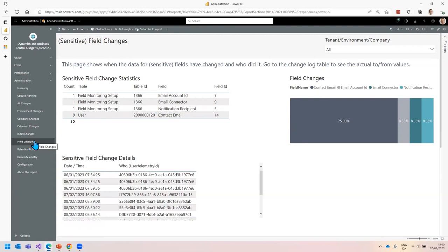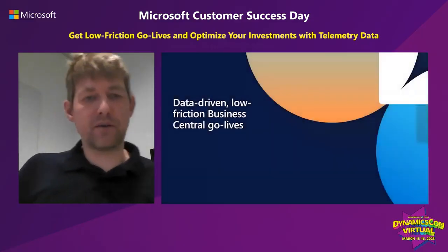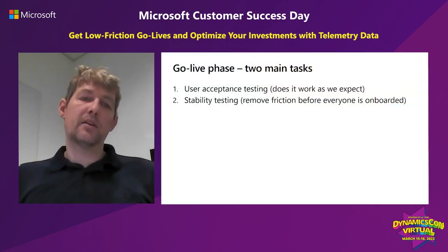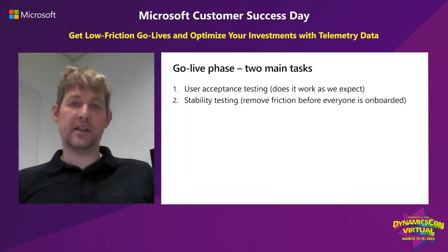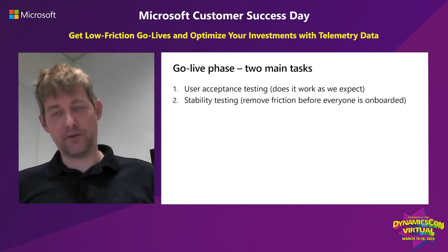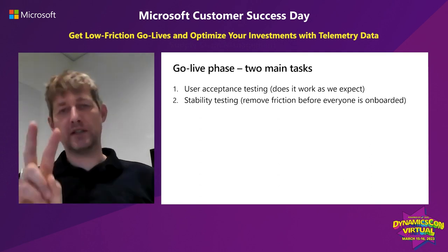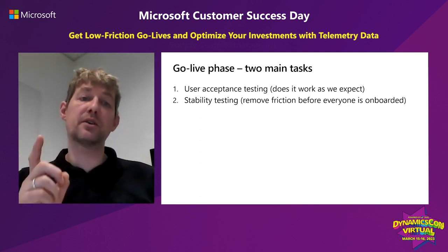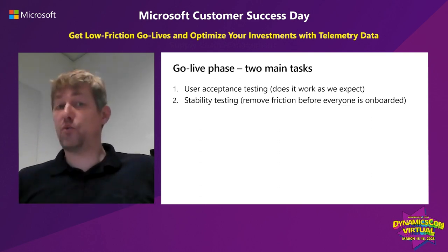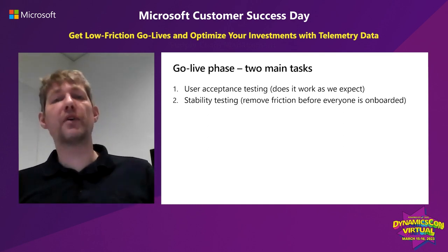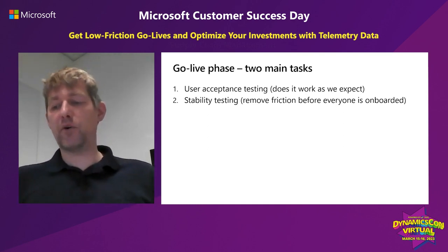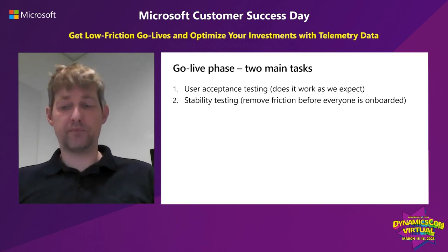Okay, let's go back to the presentation and dive a little bit into the go live part. So data-driven, low friction Business Central go lives. The go live phase has many different things that you on the customer end and the partner end need to take care of. In this presentation, I have two main tasks to discuss. The first one is user acceptance testing. Does it work as we expect it to? And the second part is stability testing. Can we remove as much friction as possible before everyone is onboarded to Business Central?